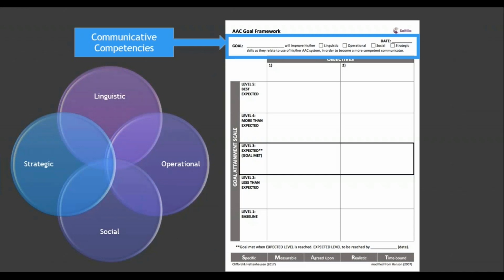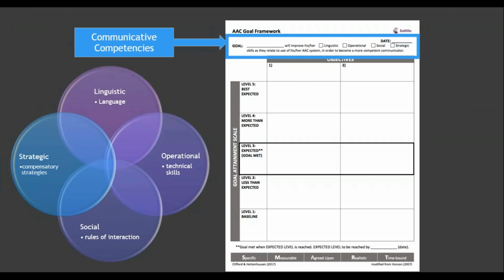So let's start at the top with the 4 communicative competencies. Communicative competence is defined as the ability to communicate functionally in natural environments and to meet daily communication needs. It can be divided into 4 interrelated domains or areas, and these are linguistic competency, operational competency, social competency, and strategic competency.